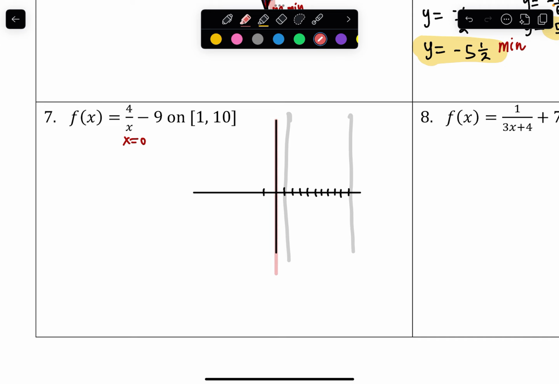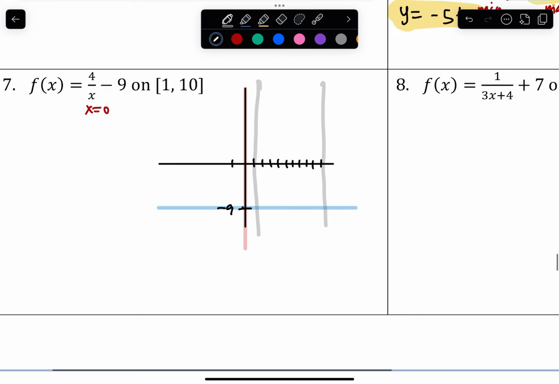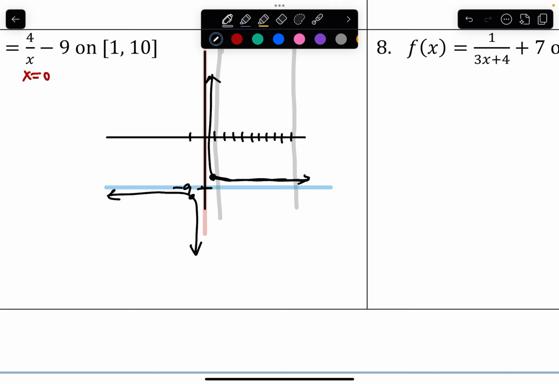So I'm going to go ahead and graph the rest of the function. My horizontal asymptote is -9. I'm just going to call that -9. And no reflection, so we are in quadrants 1 and 3 with respect to our new point of symmetry, our new origin. And so this function is decreasing on our interval. It starts here and is getting closer and closer to the asymptote.